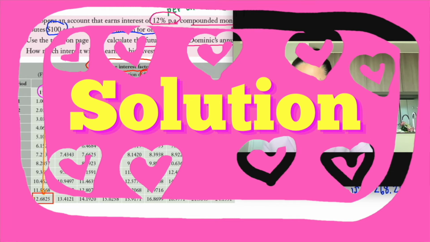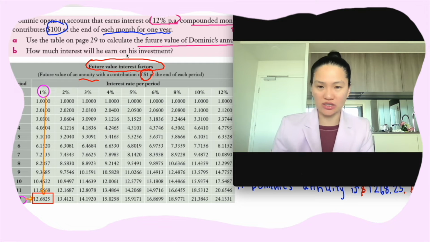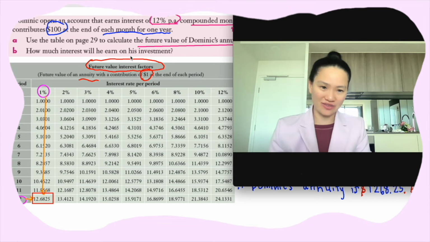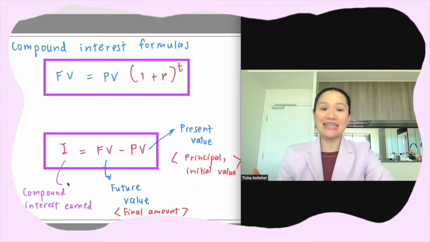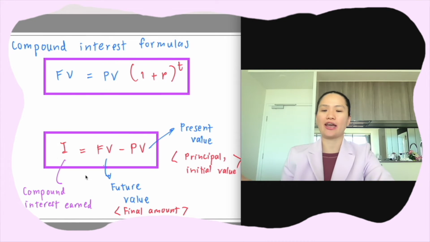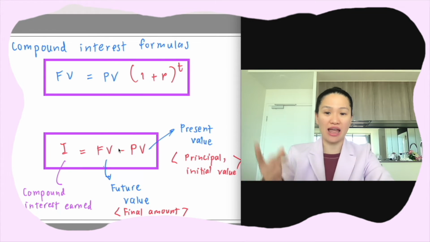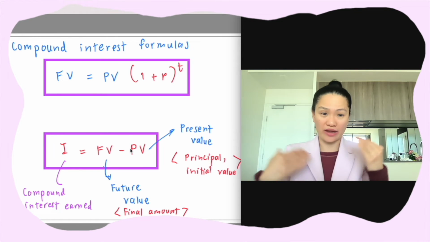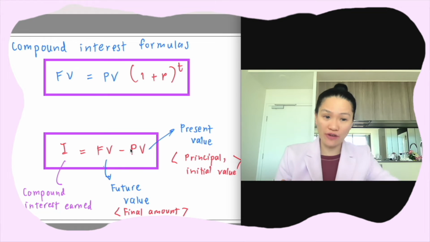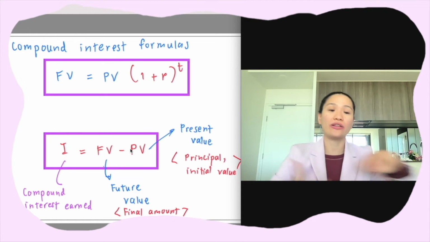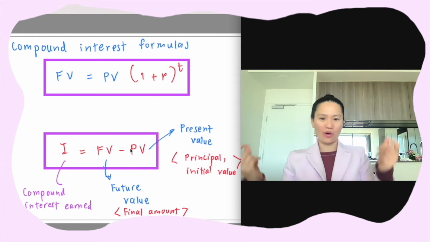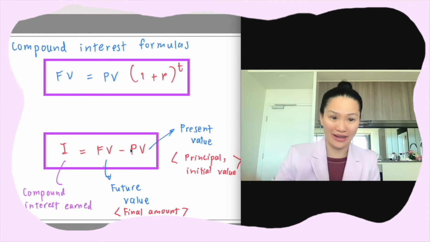Okay, how much interest will he earn on his investment? From here, I'm going to show you the formula super quick. Here is the formula to find compound interest earned. Okay, can you see this one? I equals FV minus PV. What that means is interest earned equals future value, or the final amount, minus the principal, or initial value, which you call present value.